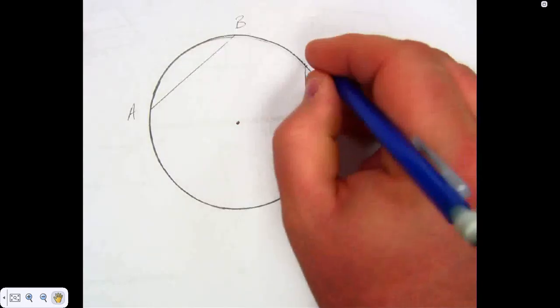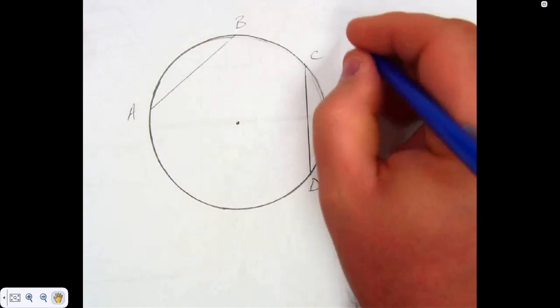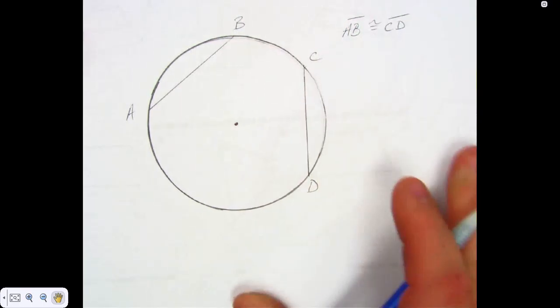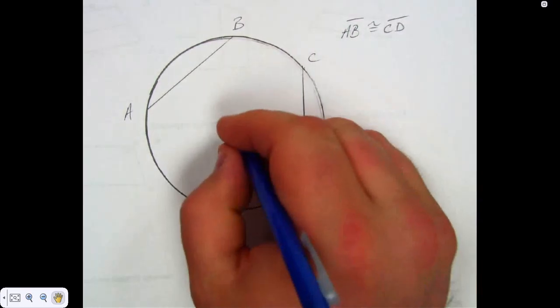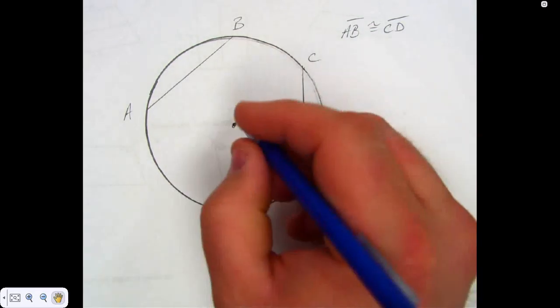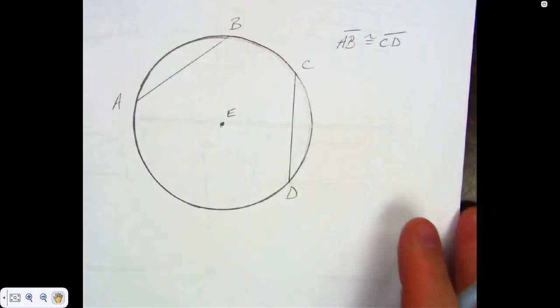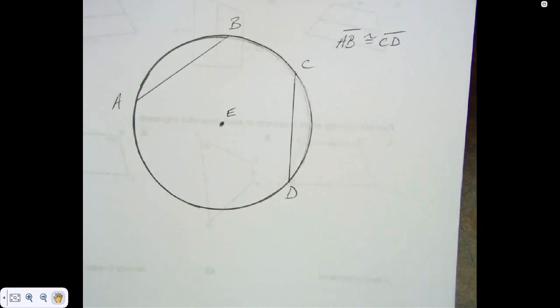A, B, C, D. AB is congruent to CD. Okay, and let's call this center E. What do you think you can tell me about those chords with respect to E?